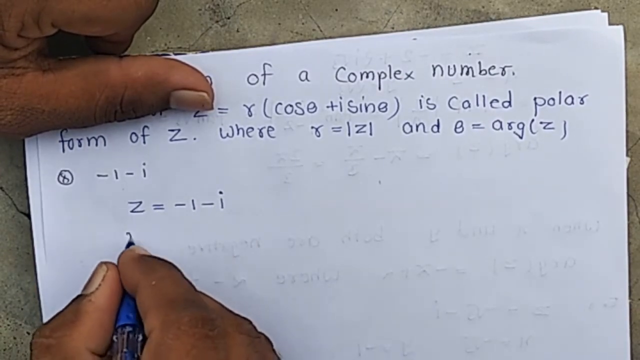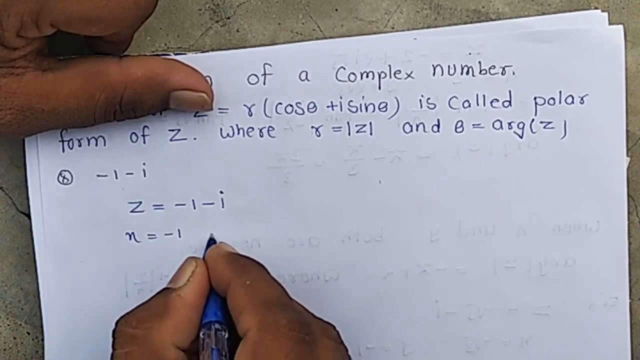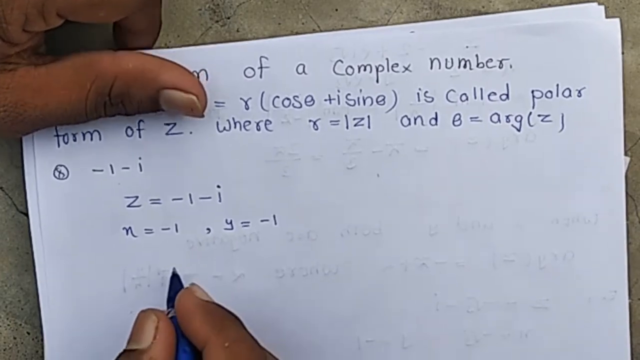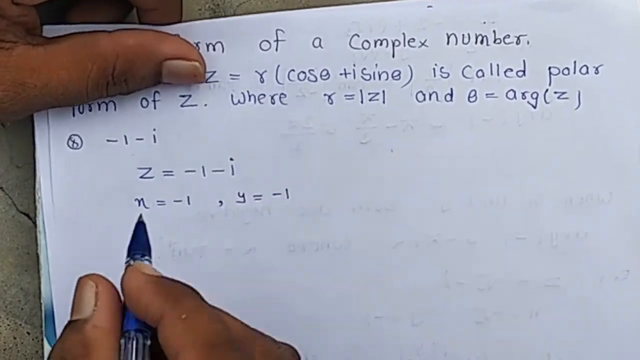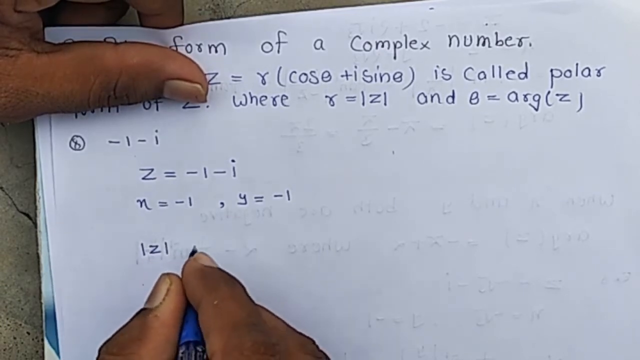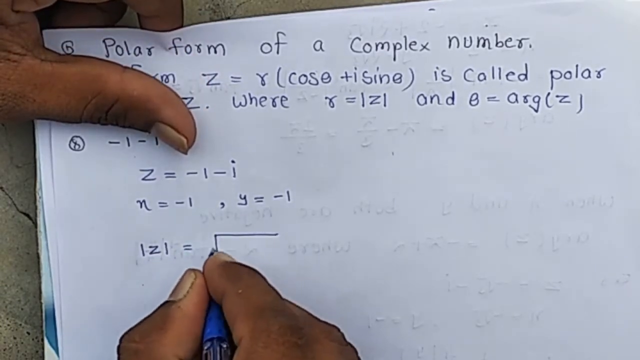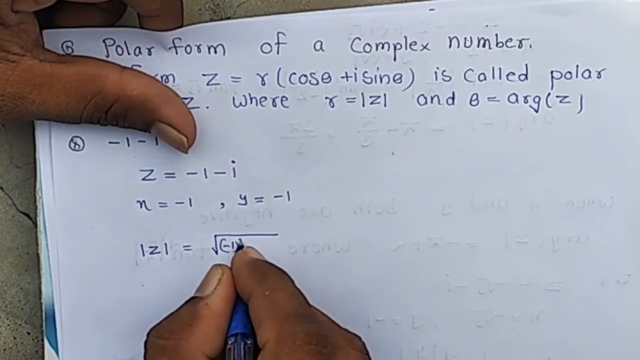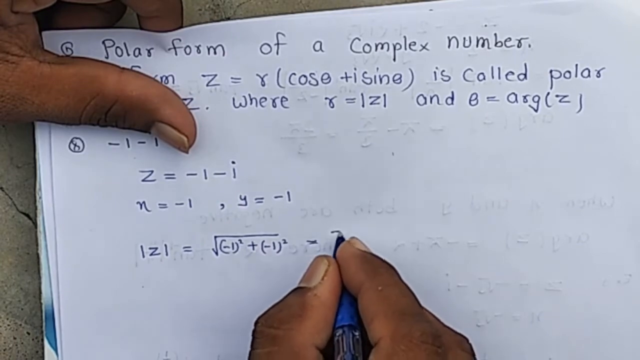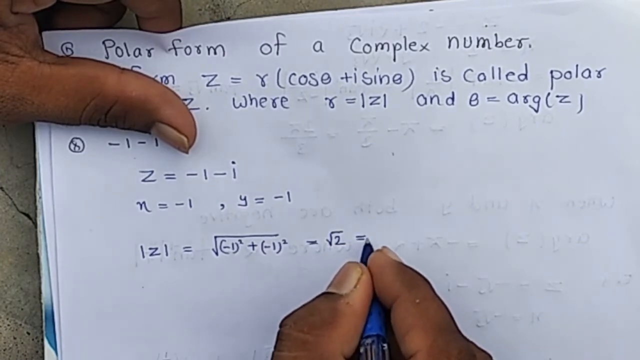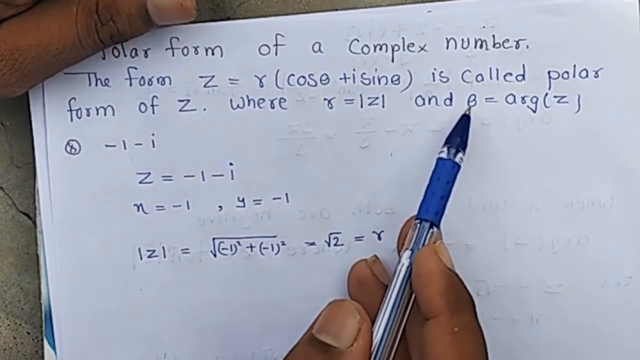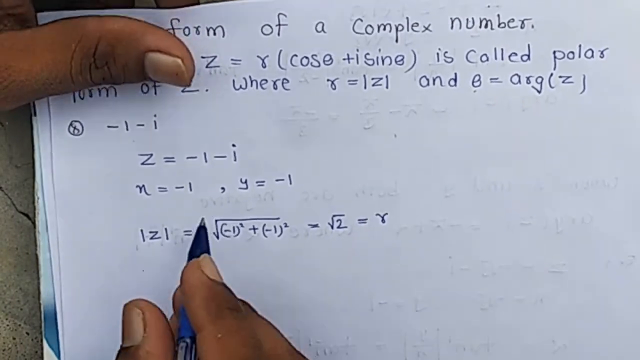Here we see the value of x equals -1 and the value of y, the coefficient of i, is equal to -1. Firstly, we have to find the modulus value of z. Then mod z, the magnitude of z, is the square root of x squared plus y squared. It is √2, meaning the value of r is √2. Now we have to find the value of theta, which is the argument.